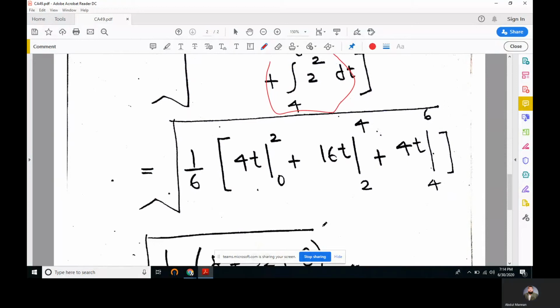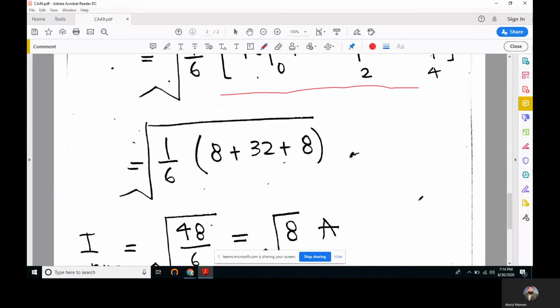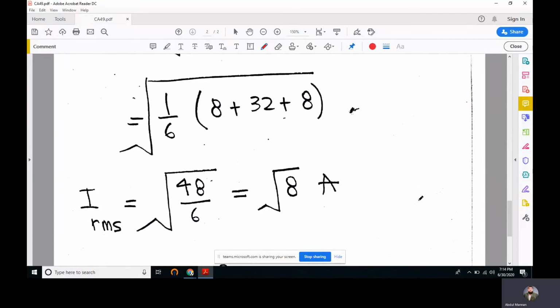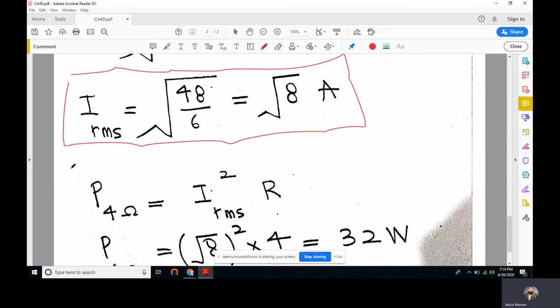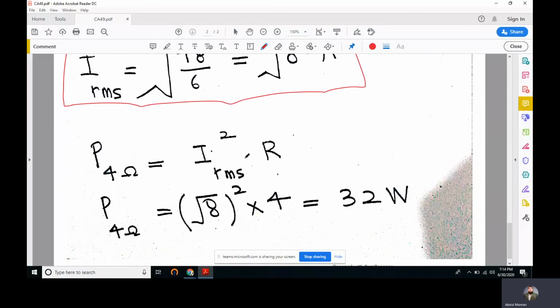Solving this using elementary techniques that we studied in schools and colleges, it comes out to be square root of 8 amperes. So IRMS comes out to be square root of 8 amperes. Now we are ready to compute power using the formula we studied in last lecture, IRMS squared times the value of resistance. So squaring square root of 8, 8 times 4 is 32 watt.